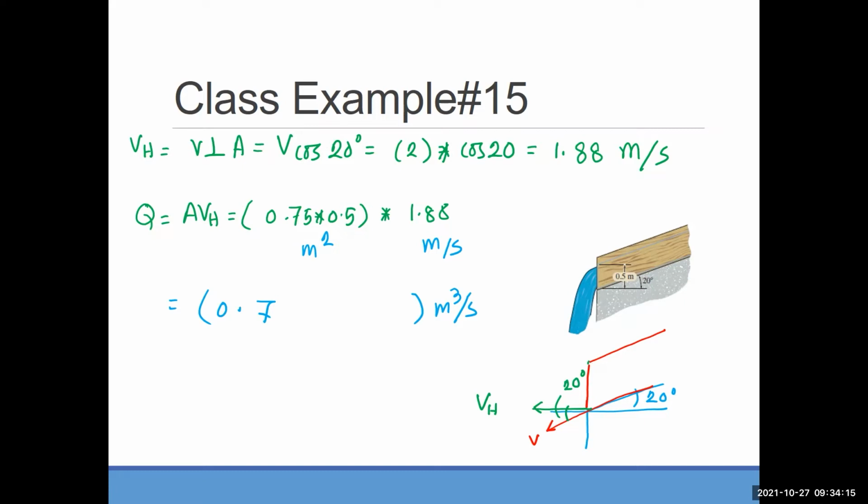Okay, so that was easy. The only thing we needed to make sure of is that the velocity has to be perpendicular to the area, right? Okay. So complete that and then we can start working on part B, which is from your textbook, exercise problem number 54. So let's start working on that.